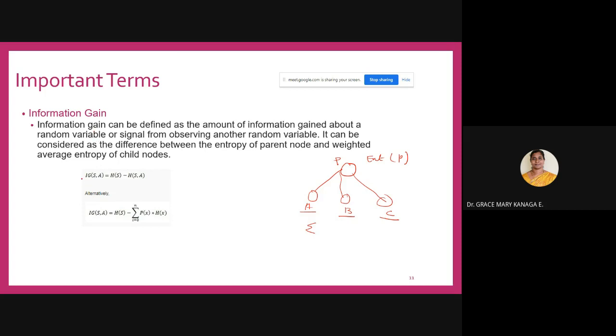What's the formula? Information gain of S comma A is equal to H(S) minus H(S, A). Here, H(S) is the entropy of the parent node and H(S, A) is the entropy of the child nodes. Alternatively, you can represent it as H(S) minus the summation from i=1 to n of P(x) into H(x).